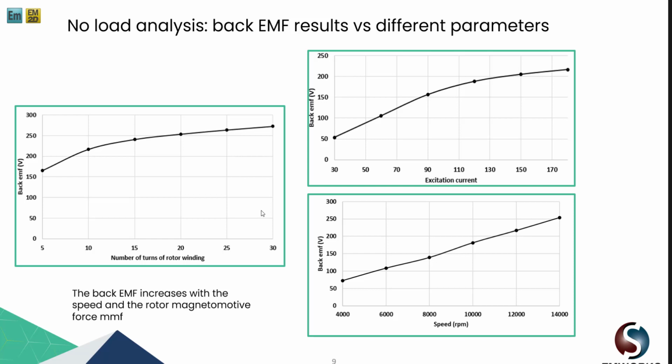You can also have the back EMF results versus different parameters. For instance, you can have the back EMF versus number of turns in the rotor winding, versus excitation current, versus speed, and so forth. So back EMF increases with speed and the rotor magnetomotive force, MMF. And this is of course known to you, but I just wanted to emphasize that EMS 2D can indeed do that.